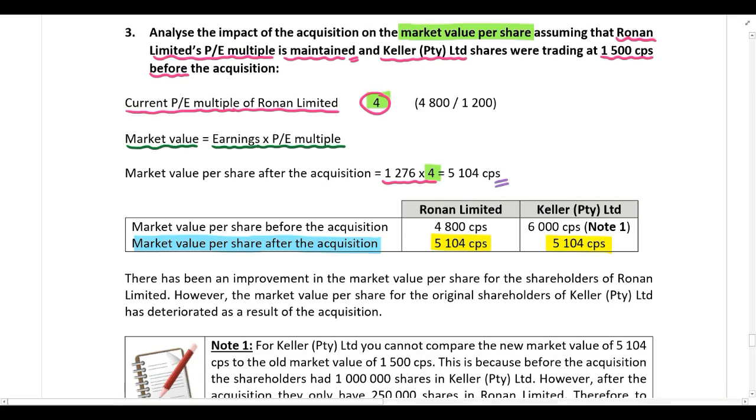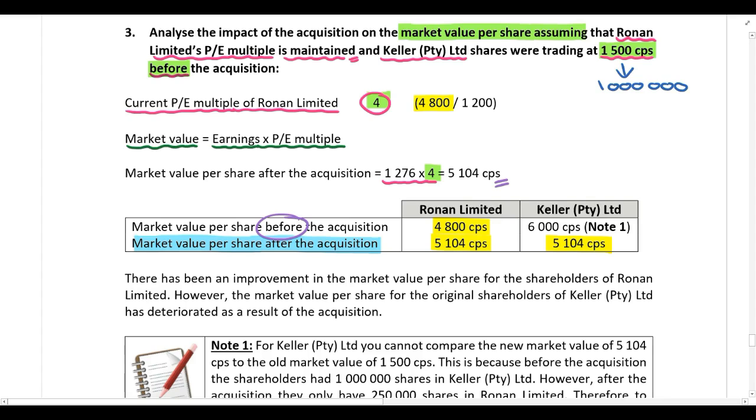Then, for Ronin Limited, you already have the market value per share before the acquisition. That was given in the question. We even used that to calculate the price earnings multiple. For Keller Pty Limited, you need to assume that their shares were trading at 1,500 cents per share before the acquisition. Now, please just remember, if they were trading at 1,500 cents per share before the acquisition, these shareholders had 1 million shares in Keller Pty Limited.